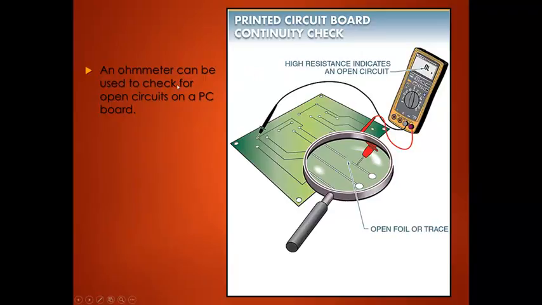An ohmmeter can be used to check for open circuits on a PC board. So you can actually check a circuit on a PC board with an ohmmeter to see if there's a break.